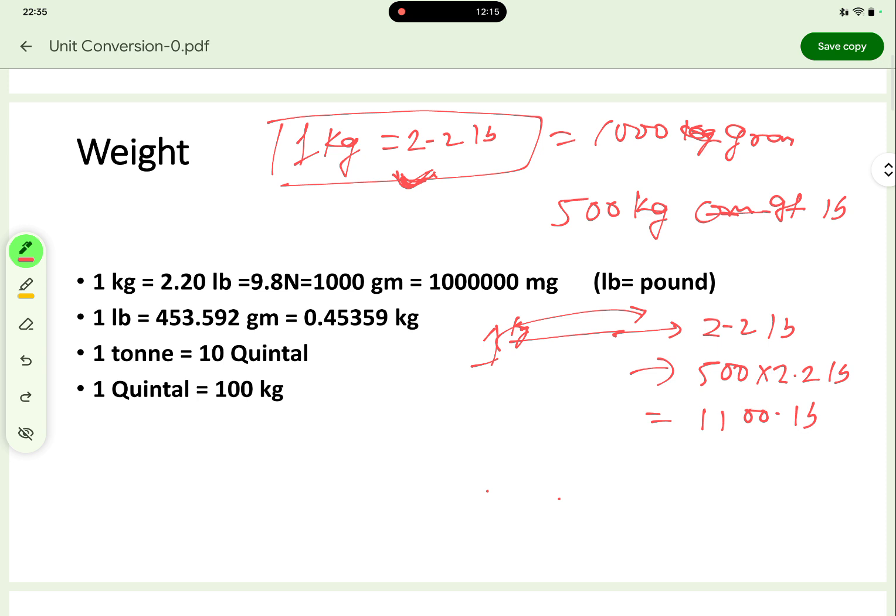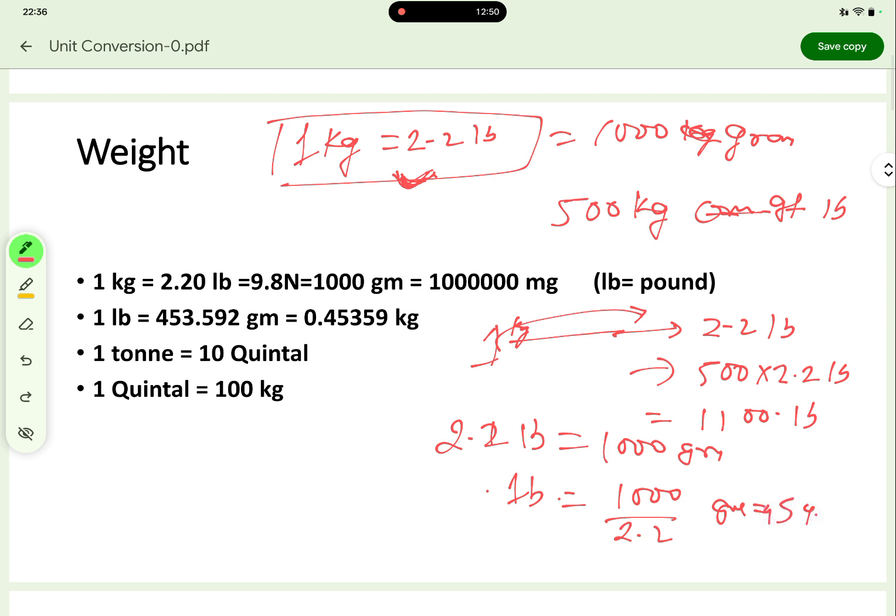Now if someone asks you to convert this thing into the gram, right? Let's suppose you know that 2.2 lbs is equal to 1000 gram. So 1 lbs is equal to, in gram, simply divide by 2.2, you will get some value. I think you will get 1000 divided by 2.2, you will get about 454, this much amount of value you are going to get, which is written over there.